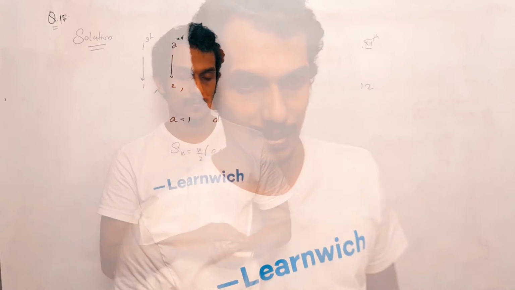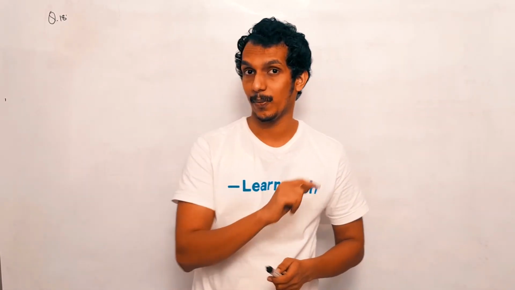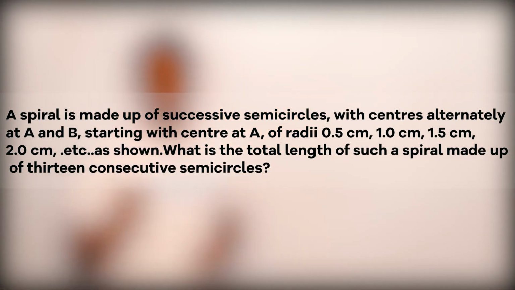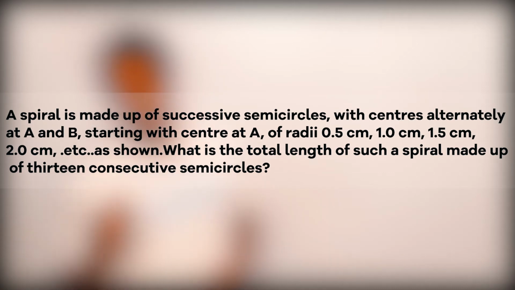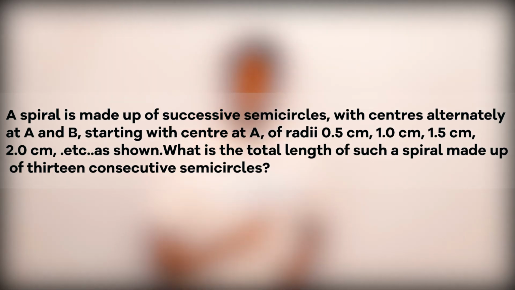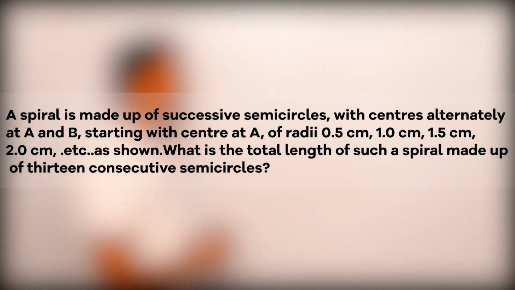Okay, so let's do the next question. Now let's apply arithmetic progression to geometry as well. Please read the 18th question. A spiral is made of successive semicircles with centers alternately at A and B, starting with center A, of radii 0.5, then 1 centimeter, then 1.5, then 2 centimeters, as shown. The figure is also given. What is the total length of such a spiral made up of 13 consecutive semicircles? How many semicircles are there? 13. You are also asked to take pi equal to 22 by 7.